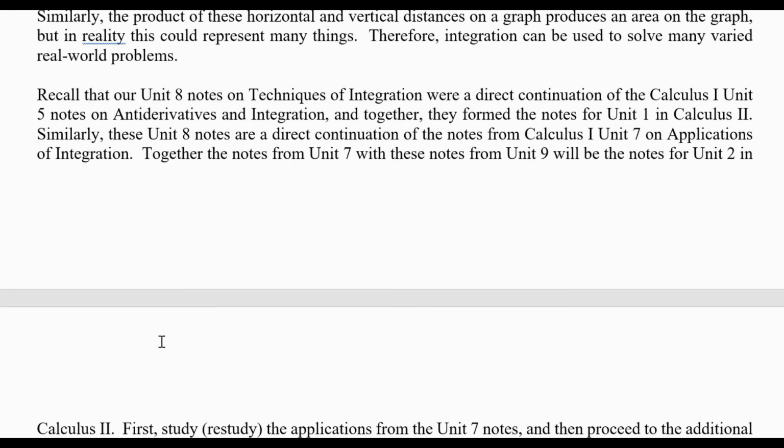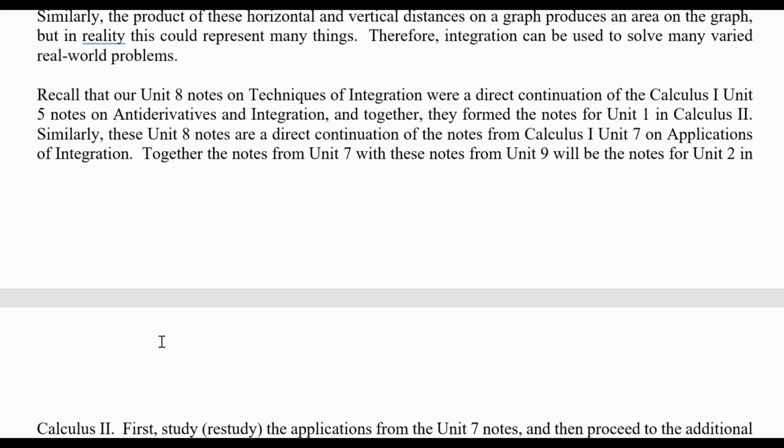So recall that our Unit 8 notes on techniques of integration were a direct continuation of the Calculus 1 Unit 5 notes on antiderivatives and integration. And together they formed the notes for Unit 1 in Calculus 2. Similarly, these Unit 8 notes are a direct continuation of the notes from Calculus 1 Unit 7 on applications of integration.